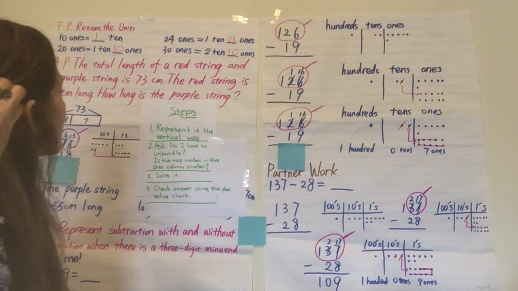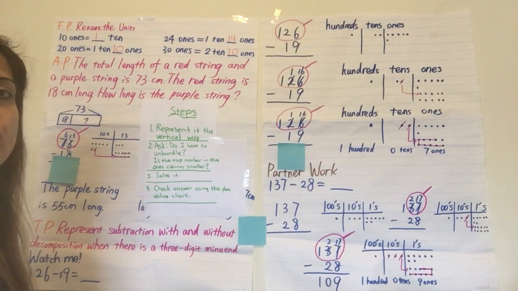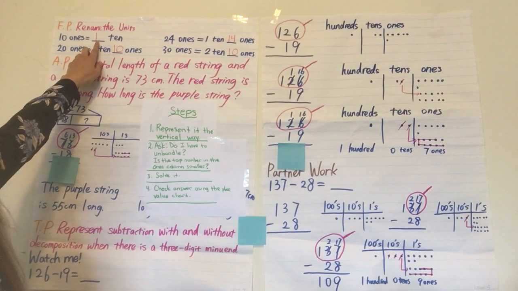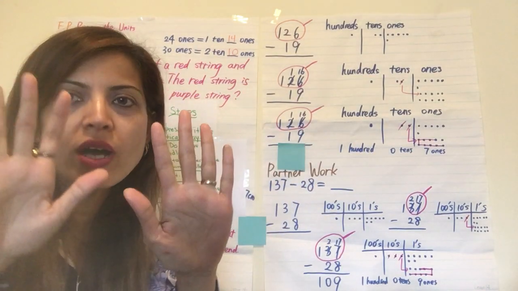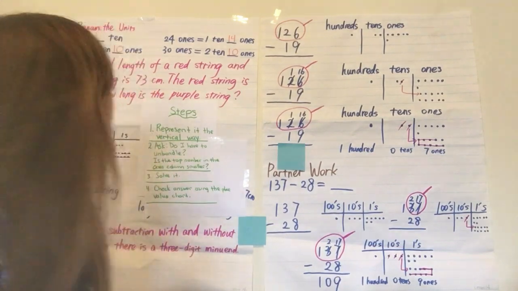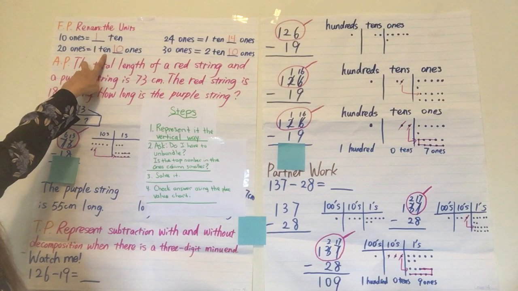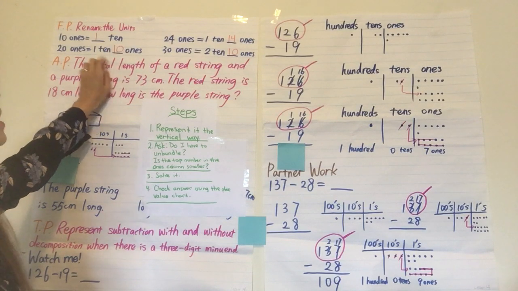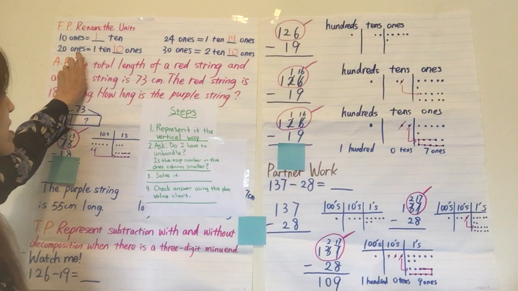Let's rename the units. I'm going to say a number in ones and you are going to tell me the equivalent unit amount. So we have 10 ones equals 1 ten, right? 10 ones equals 1 ten. Okay, good. 20 ones equals 1 ten and how many ones? 10 ones, right? So 1 ten and 10 ones equals 20 ones.